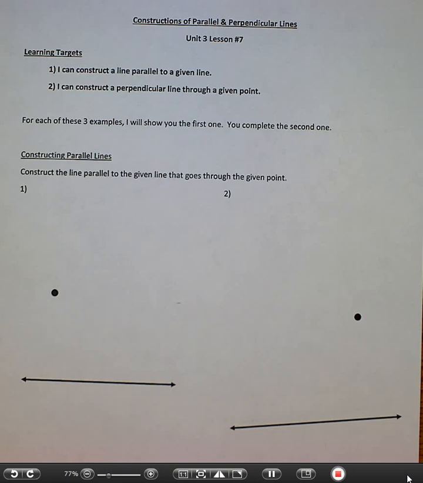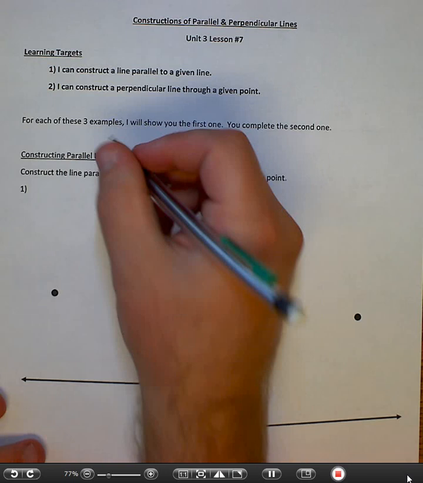Hopefully you still have your contractor because we are doing constructions today with parallel and perpendicular lines. For each of these three examples, I said I'm going to show you just the first one and you complete the second one. I'm actually going to do both of them for you. Feeling nice this year. So, first thing we're going to do is construct the line parallel to the given line.